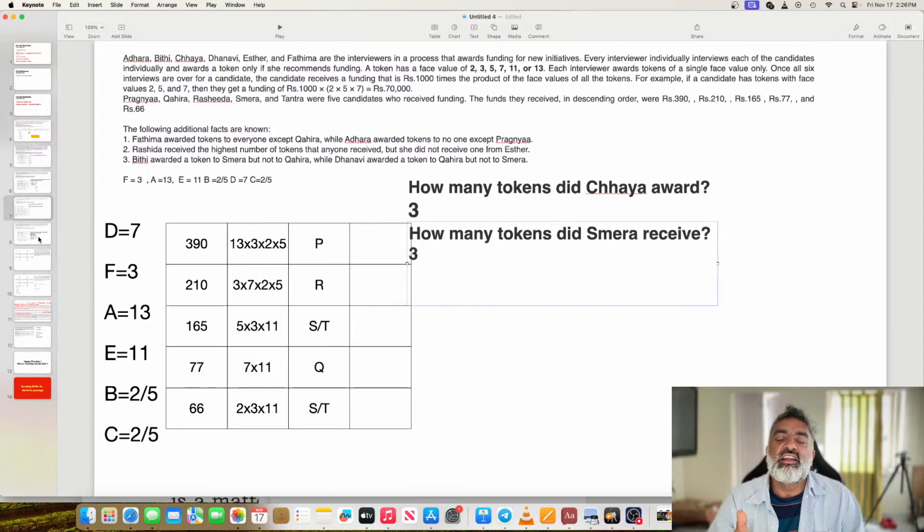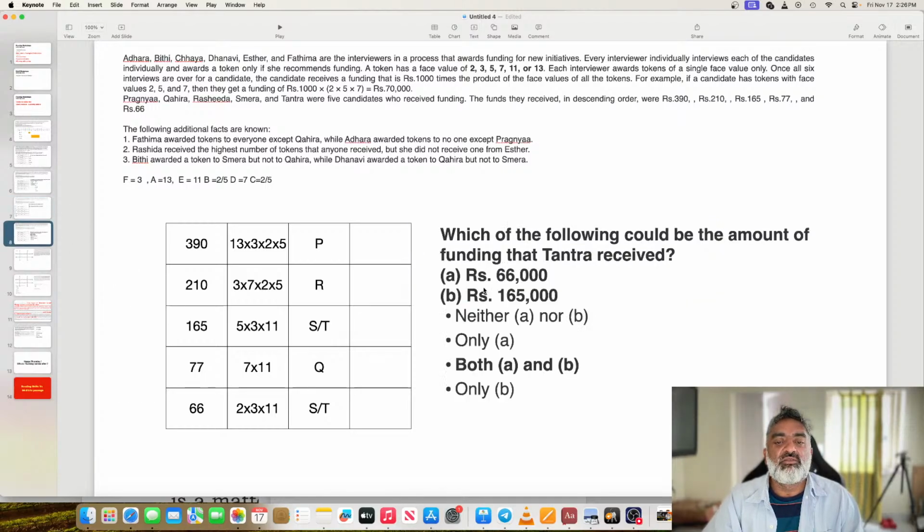Even if you have not done anything for 5, 6, 7 days, not revised anything, you can still try it out. It's mostly a reading comprehension game and then a little bit of logic, right? We're almost done. There's one more last question. Which of the following could be the amount of funding that Tantra received? This could be Tantra, so 165,000. This could be Tantra, so 66,000. The story is giving me both, so therefore I'll go for both A and B.